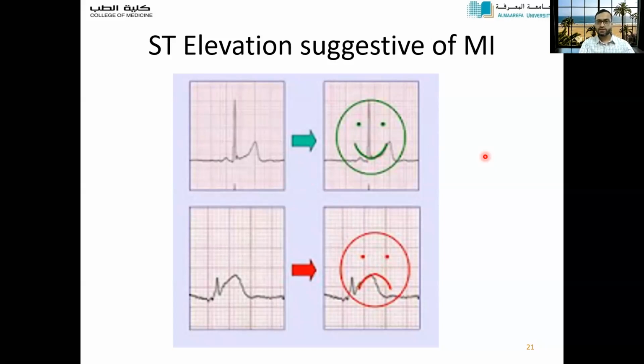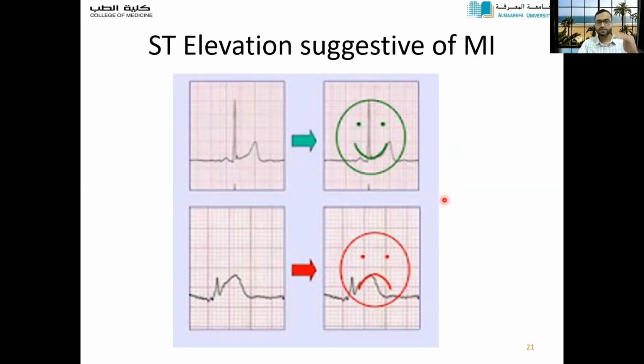Consecutive means the leads related to that area. If I'm talking about inferior wall, you know that lead 2, lead 3, and lead AVF are related to the inferior wall. So if ST segment elevation is coming only in lead 2, you will neglect it. It's not myocardial infarction. But if similar changes are also reflected in lead 2, 3, and AVF, all 3 of them, then it is diagnostic of myocardial infarction.